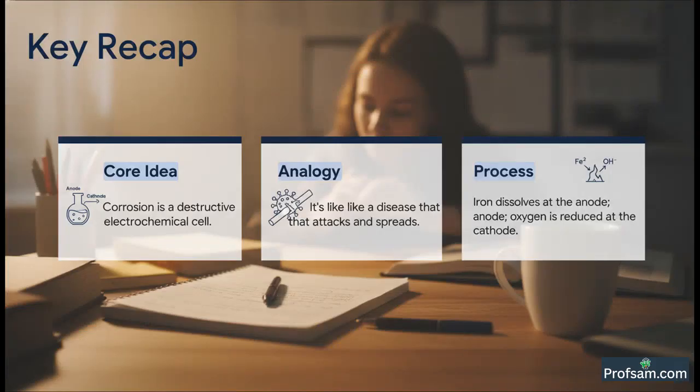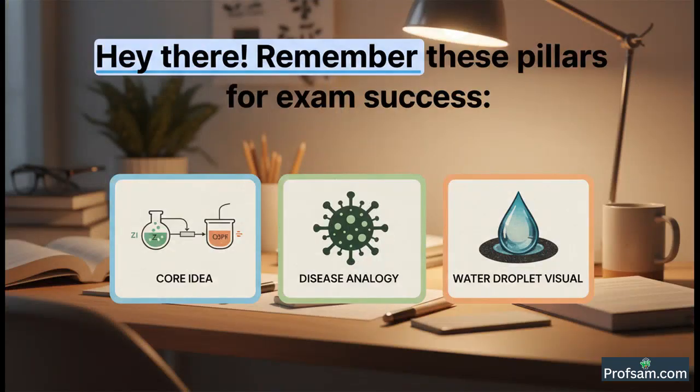Let us do a quick recap. First, the core idea is that corrosion is basically a destructive electrochemical cell. Second, the best way to remember it is using the disease analogy, which requires both oxygen and water. And third, the process involves iron dissolving at the anode, oxygen getting reduced at the cathode, and the products combining to form rust. So my advice for your exams is this. If you can clearly remember these 3 things, the core idea, the disease analogy, and that mental picture of the water droplet on the iron surface, this entire topic of corrosion will become very, very easy for you to handle.